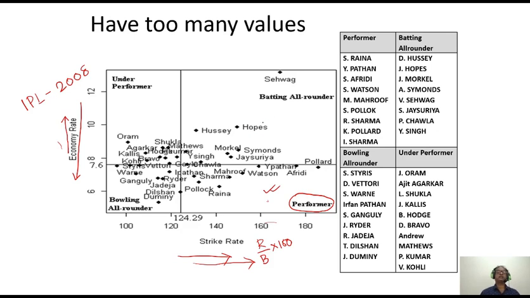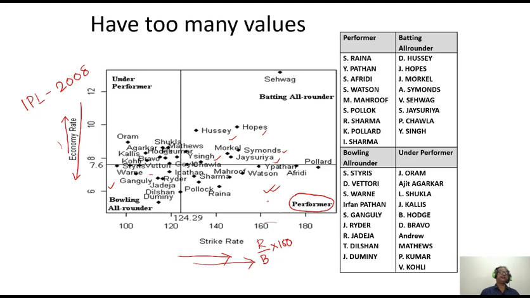Now the player who comes up here has a good strike rate, but an economy rate not so good. That means that person is a batting all-rounder. Jayasuriya, Simons, Hussey, Hopes. You also have Yuvraj Singh here. They are very good at batting, but not so good when they go for bowling. Now, this is where we have the bowling all-rounders. When they bowl, they have a low economy rate, but their strike rate is not that good. While batting they cannot score runs at a very high pace, but their economy rate is good. So the bowling all-rounders are placed here.